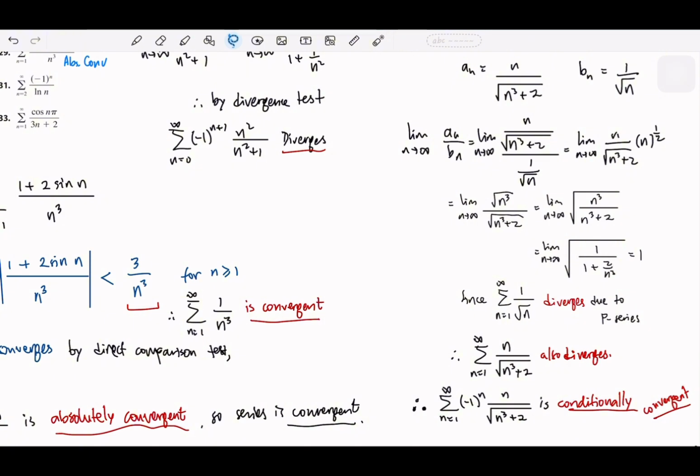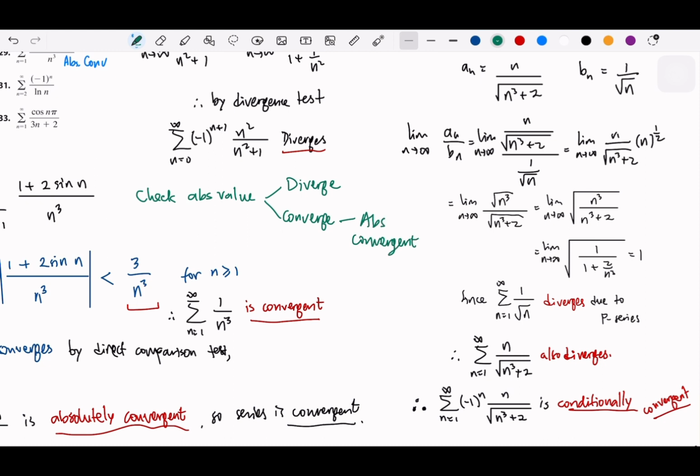So to make it easy, check the absolute value. If it diverges, or if it converges, this must be absolutely convergent. Then check the alternating series.